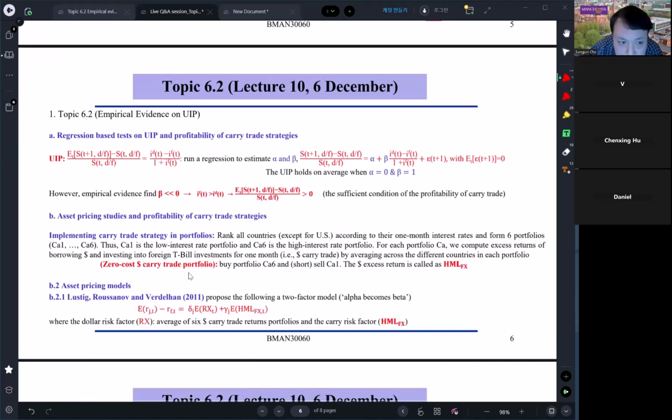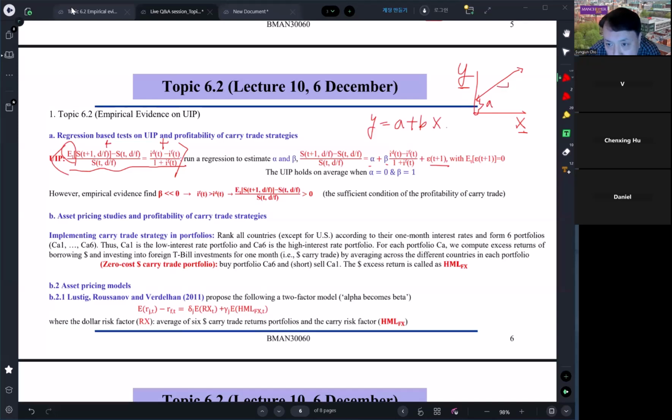So here, given UIP relationships, high interest rate currency should depreciate. We can run a regression to test it. So we remove expectations and we put intercept and slope and we add error terms. So I explained something like this. So in the regressions, we always trying to get the linear relationship between y variable and x variable. Regressions impose this linear relationship. So A is the intercept, B is the slope.